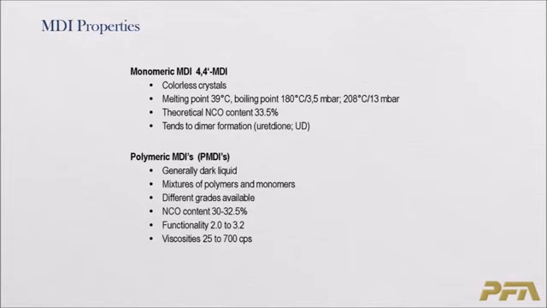There's probably at least 50 different grades of MDI products out there. They all have a very similar NCO content, but what they usually differ in is the functionality as well as that ratio of 2,4 to 2,2, or the ratio of monomer to polymer. And again, they're typically much higher viscosity than TDI.